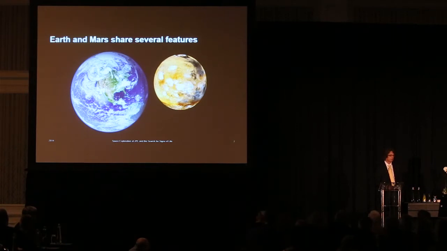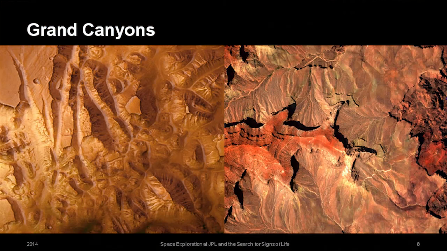As you can see in this particular image, the North Poles in both cases have ice caps on them. Both of them have large canyons on them. On your right-hand side is the Grand Canyon in the United States, the largest canyon on our planet. It's about 400 kilometers long. It's about 20 kilometers wide and about 1.6 kilometers deep, a mile for the older people in the room.